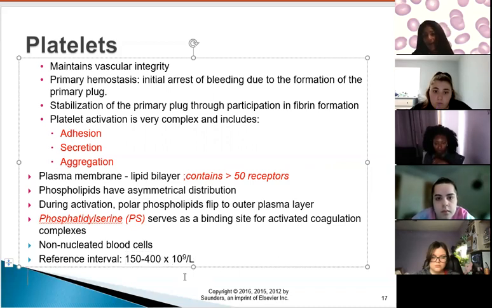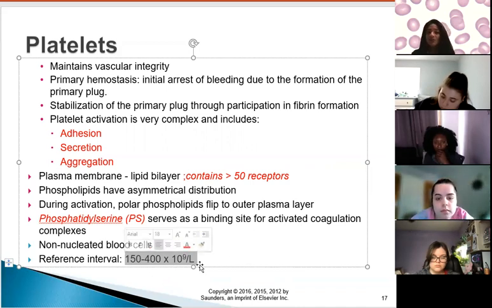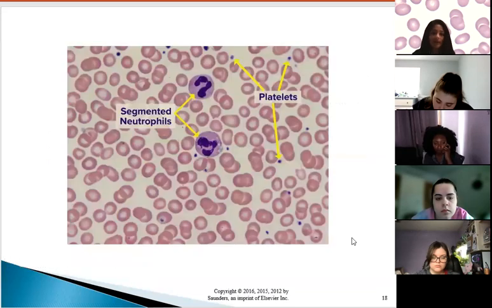We report them as 150 to 400 times 10 to the 9th per liter. That means you're just adding 9 zeros to this number, right? And that's per liter of blood, okay? So believe it or not, that's what we do in hematology, is we count your cells. We have instruments that help us count your cells, okay? So this is a reference interval, which means the normal amount that a regular adult should have of platelets.